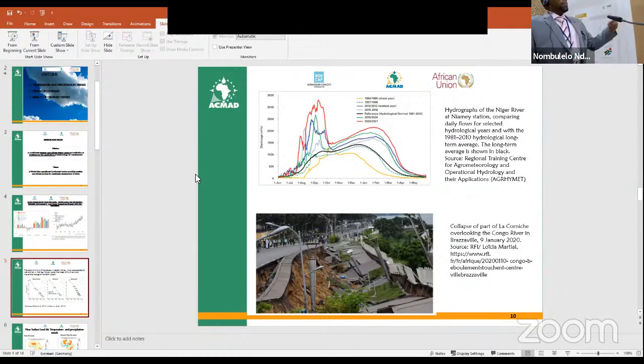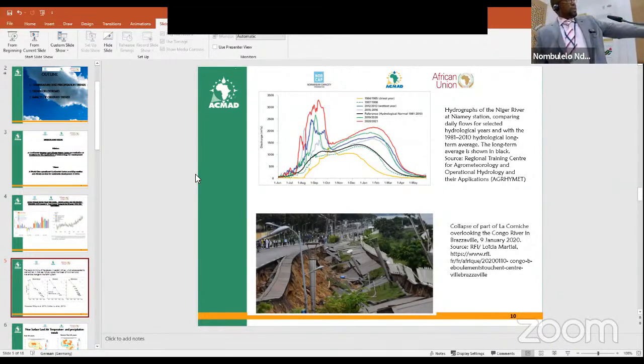Moving to extreme precipitation, as you can see, that's the record of one of the stations in Niamey. If you look at the different years, how the flood of the Niamey station has been behaving, the average is shown in black, and 2020, 2021 is in red. You can see how crucial it is that we ensure we are resilient to future heavy precipitation.